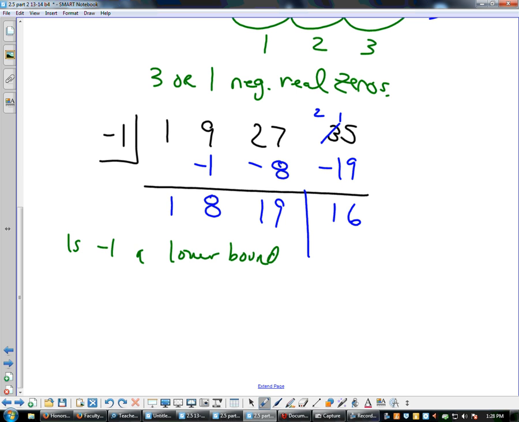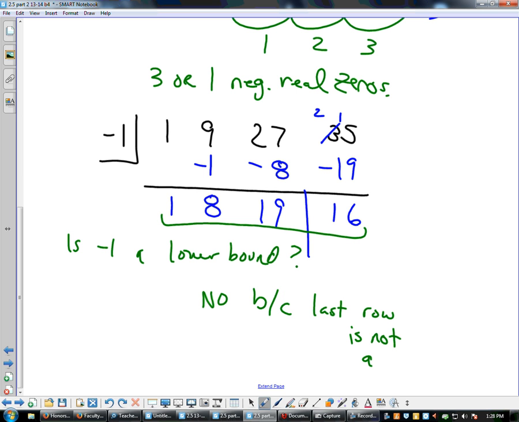Is negative 1 a lower bound? And the answer is no, because the numbers in our last row are not alternating. Remember, they have to alternate positive, negative for it to be a lower bound. That tells me that negative 1 is not a lower bound and that the graph is going to cross to the left of negative 1.